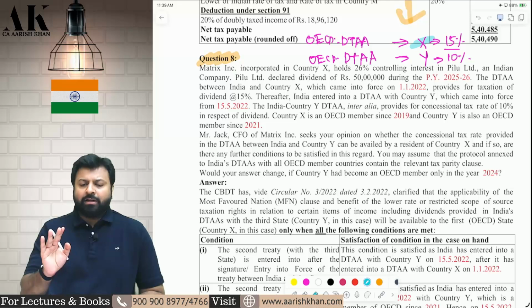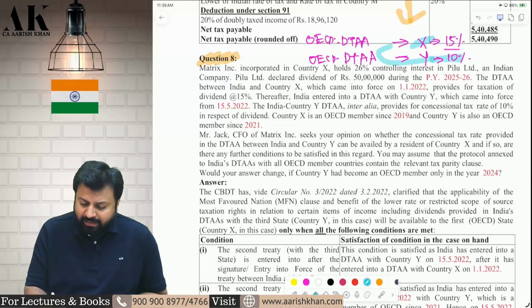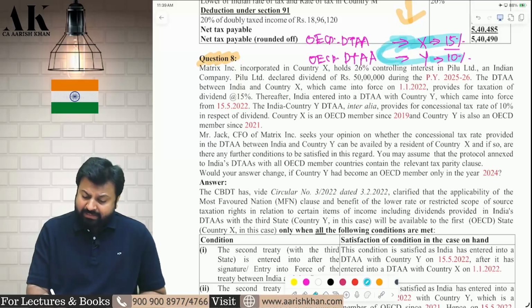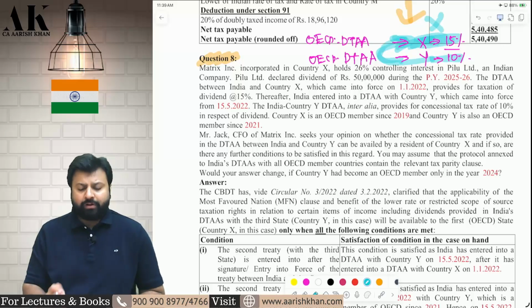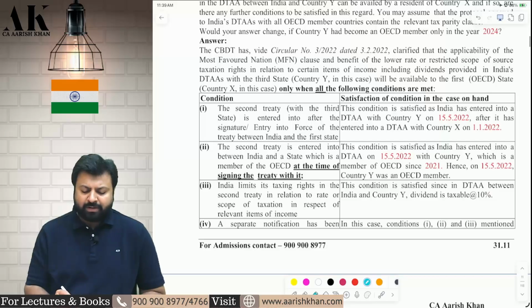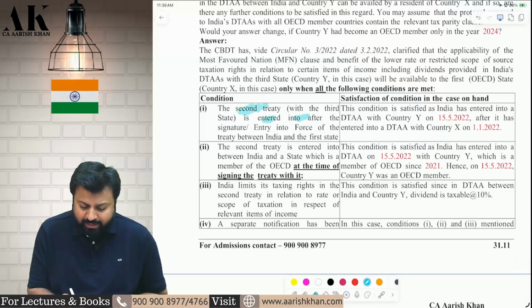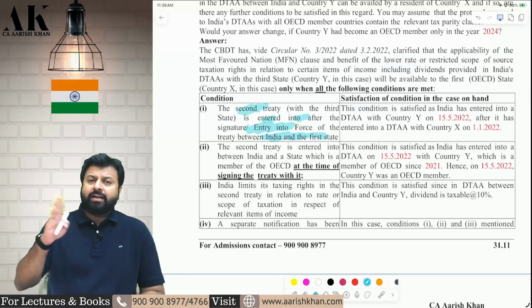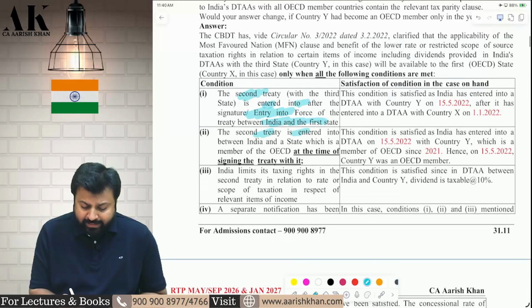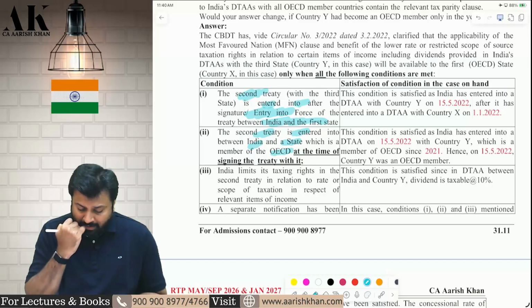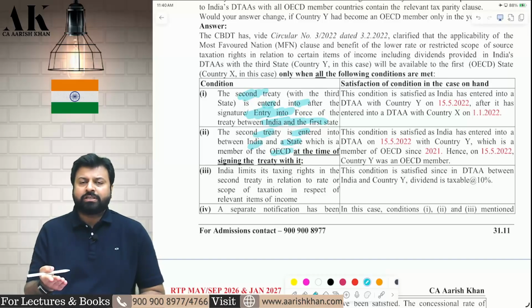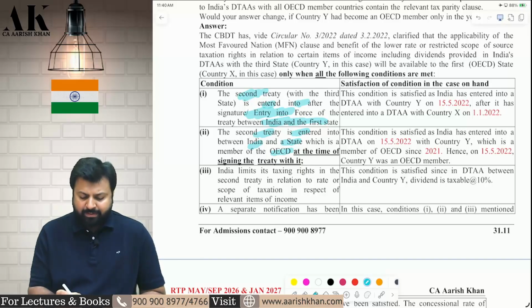So the CBDT said, don't worry, we will extend this 10% benefit to you also, provided you are an OECD member. If you are an OECD member, then we will extend it. If you are not an OECD member, then we will not extend it. So the CBDT has put some conditions. The second treaty is entered into after the entry into force of the first treaty. Yes, the second treaty is entered into after the first treaty. The second treaty is entered between India and a state which is an OECD member. Yes, the second treaty state is also an OECD member. The first treaty state is also an OECD member.